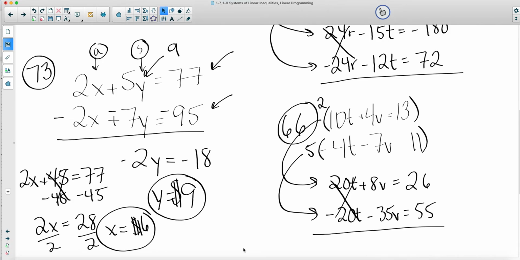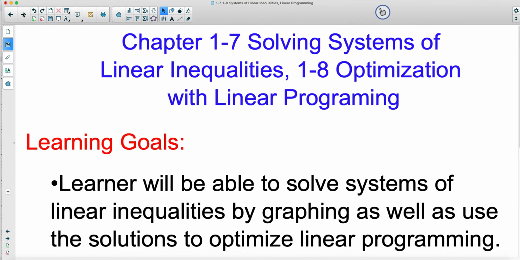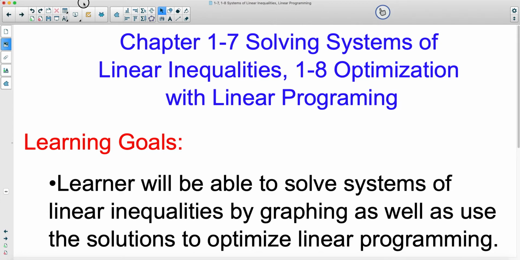Homework problems, you can finish those up quick, and then we will get started on the lesson. So the lesson is 1.7 and 1.8, solving systems of linear inequalities. That's just graphing more than one inequality on a graph. So we'll take that one kind of quick, and then 1.8 is optimization with linear programming. We'll take that one a little bit slower so we can understand that one better. All right, so let's jump into it.